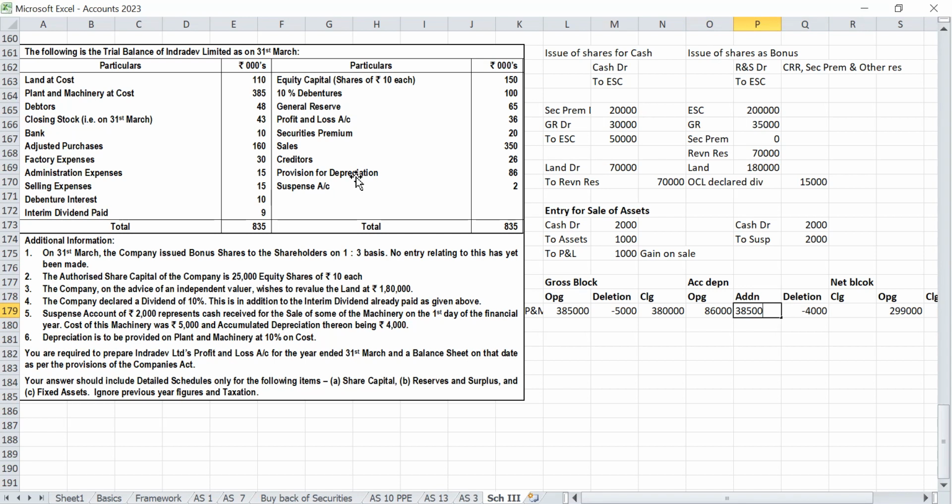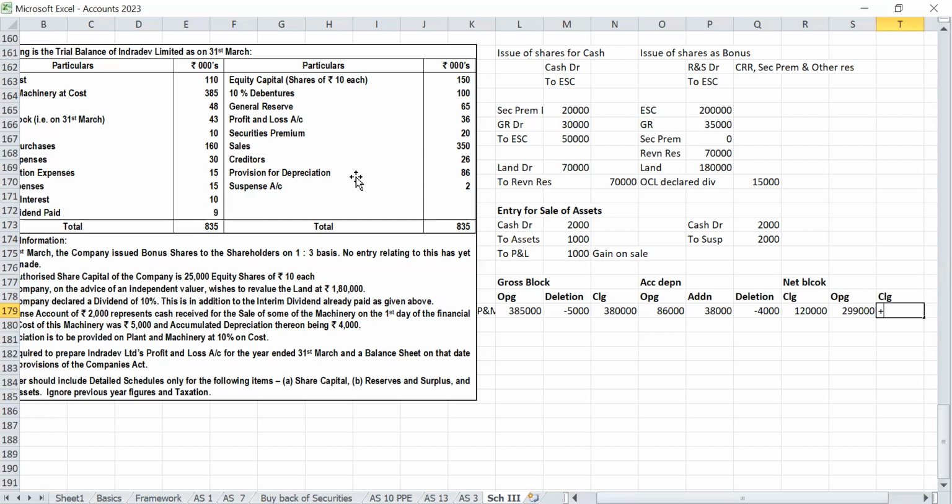Please be careful. Fifth point, what they have given. They have sold machinery on the first day of the financial year. So you have to provide depreciation for that 3,80,000 into 10%, 38,000. The addition. Then 4,000 deletion, you have sold. So closing balance will be 1,20,000.